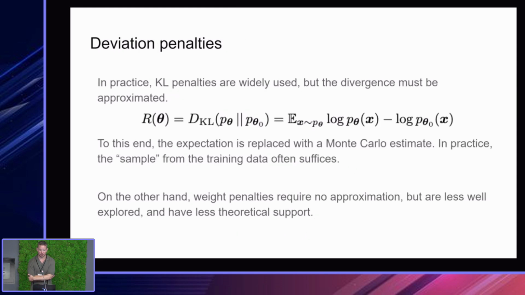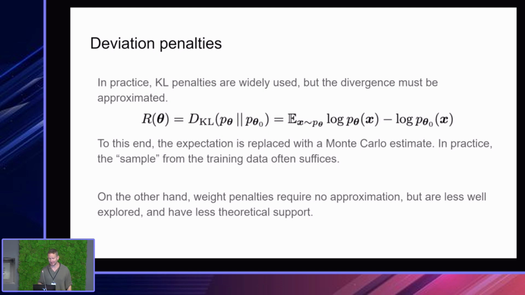So one other thing I just want to point out here is that in practice, these KL penalties are widely used, but the divergence must be approximated. This is the formula for the KL divergence. It's the expectation of the difference of these two log probabilities. Unfortunately, the space of samples from p theta is literally every string in the universe, so sigma star. So that's a really, really hard expectation.